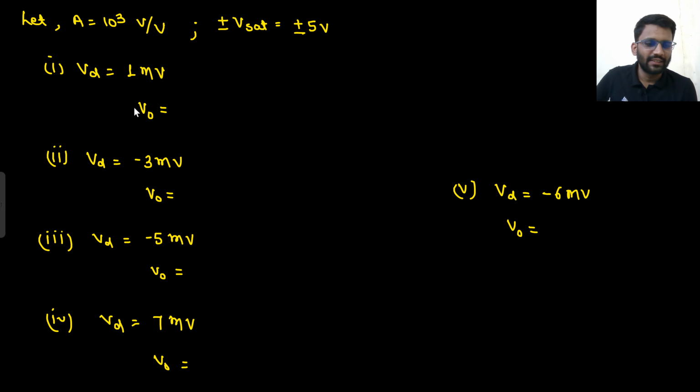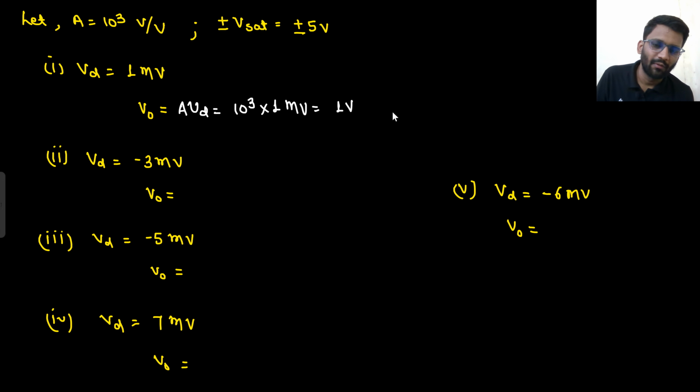Let's just assume our gain is 10 to the power 3 volt per volt and our saturation voltage is 5 volt. Now if our differential voltage is 1 millivolt, what will be your output? Output will be A into VD. A is 10 to the power 3 and VD is 1 millivolt. What will be the output? 1 volt. Considerable. It is not higher than 5 or lesser than minus 5.